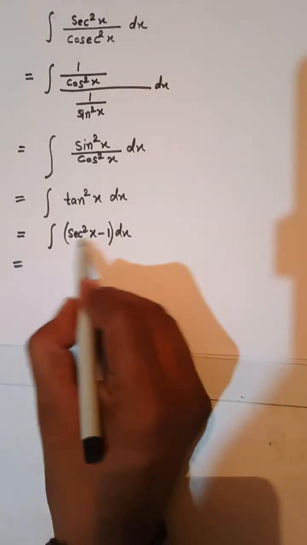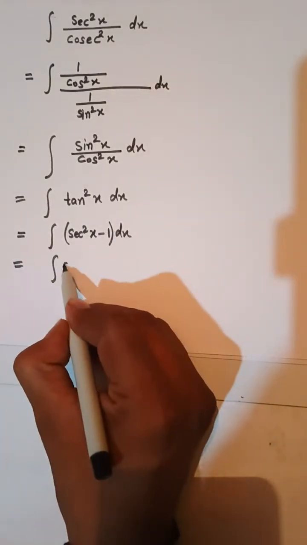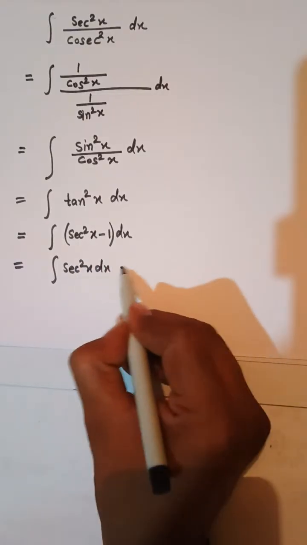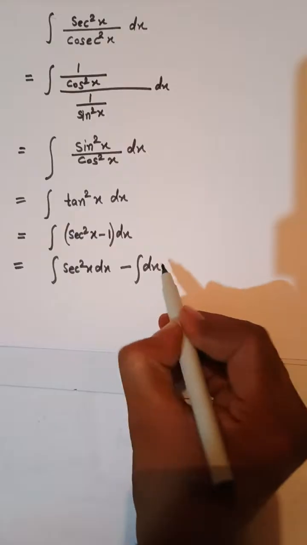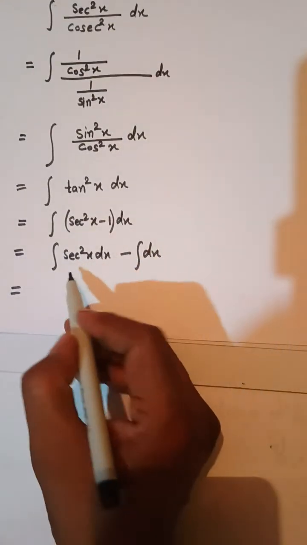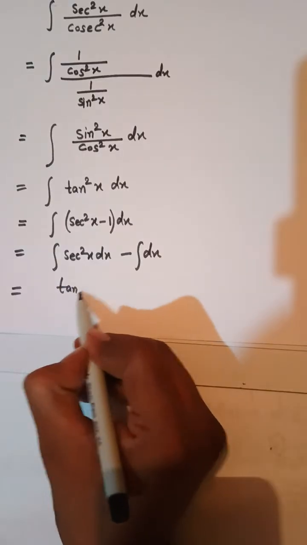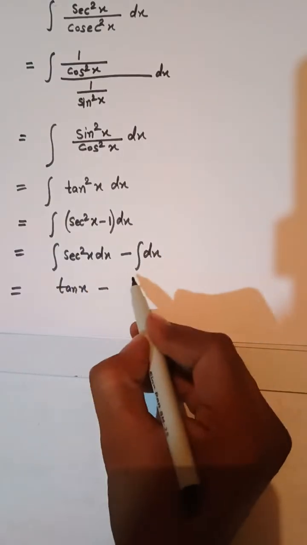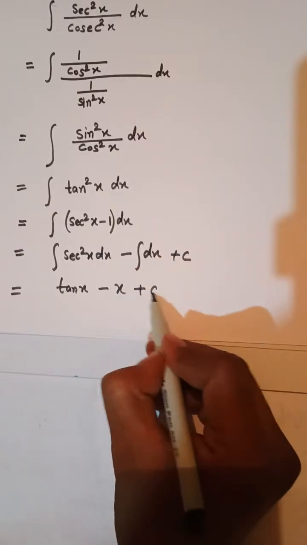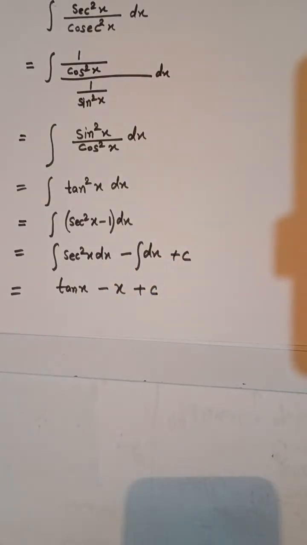Now we can separate this one: integration of sec square x into dx minus dx. Integration of sec square x will give you tan x, so tan x plus c, and minus x plus c. So this is the required solution of the given integration.